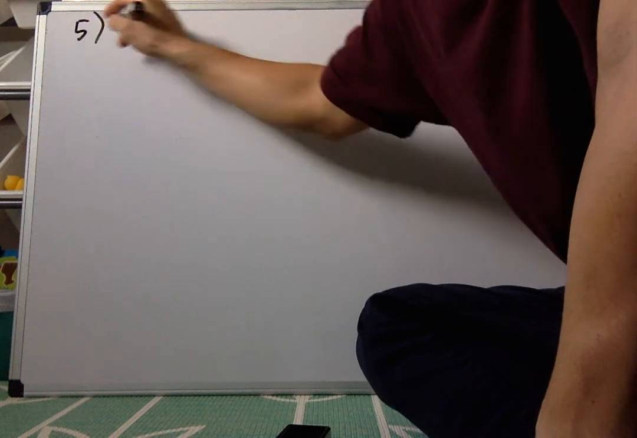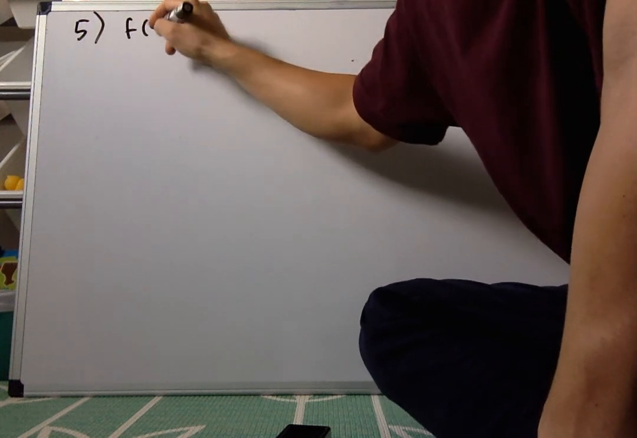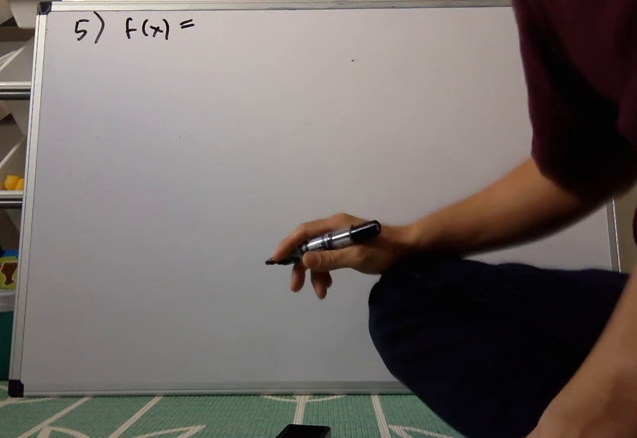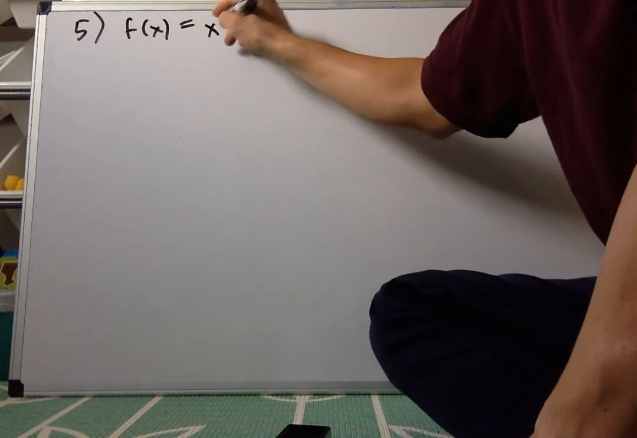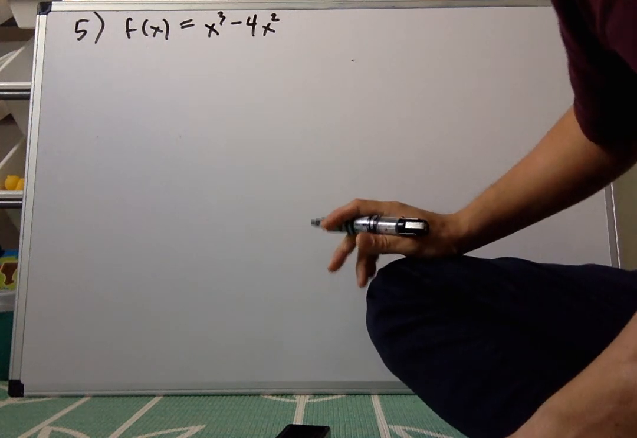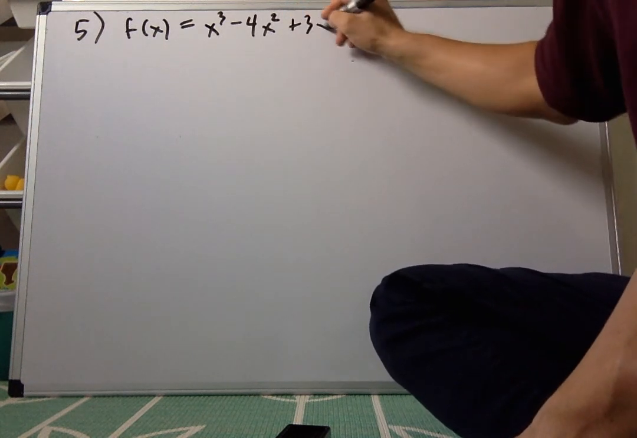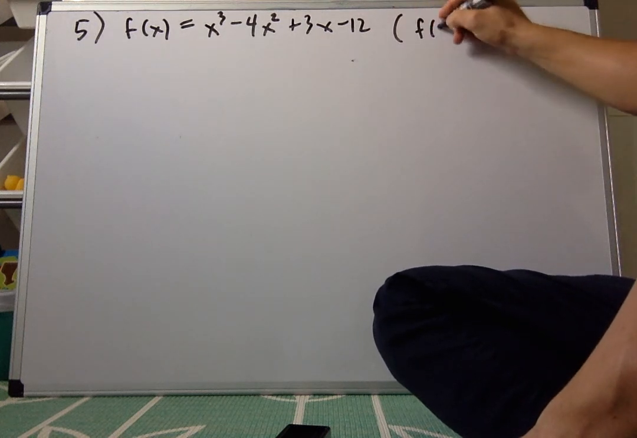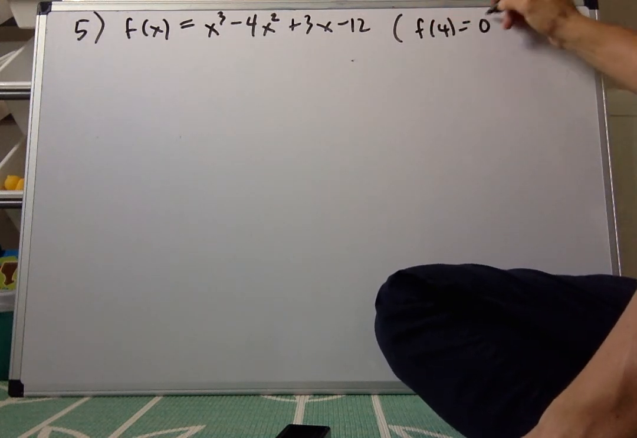All right, question 5. It says f of x is equal to x cubed minus 4x squared plus 3x minus 12. And it says hint, f of 4 is equal to 0.